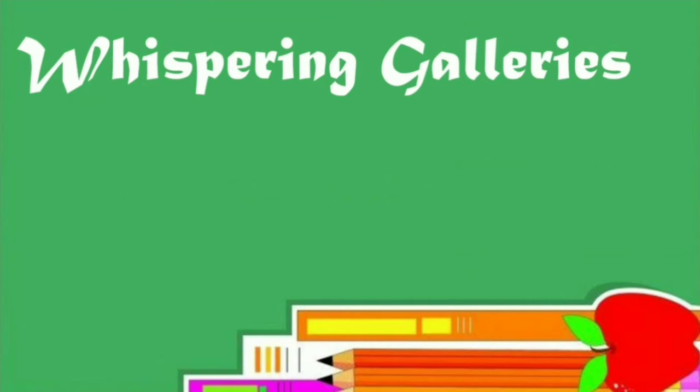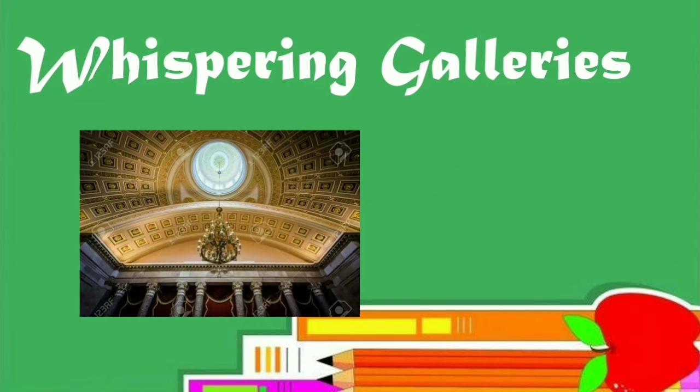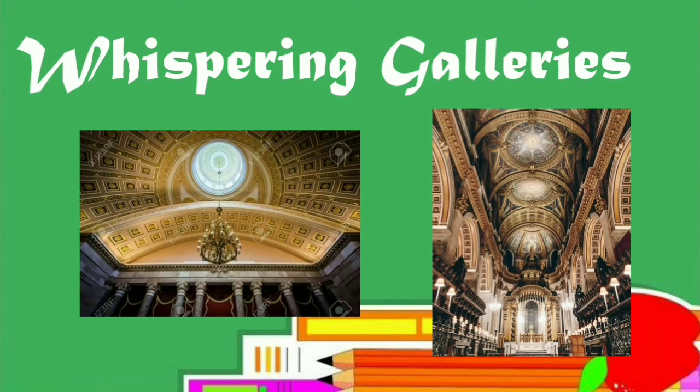other focus. This property is used to create whispering galleries, which are structures that allow someone who is whispering in one area to be heard clearly by someone in another area, but not by anyone else. Famous examples of whispering galleries include the United States Statuary Capitol Hall and London's St. Paul's Cathedral.